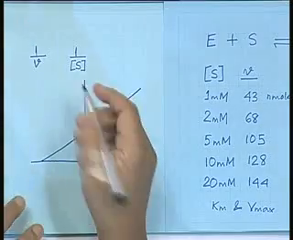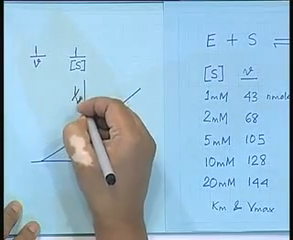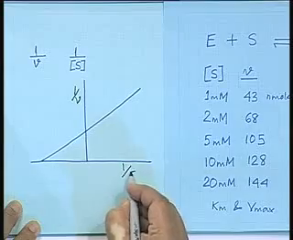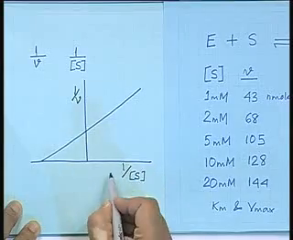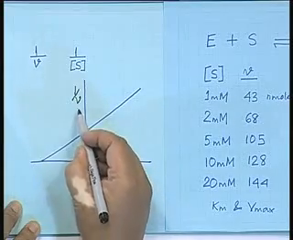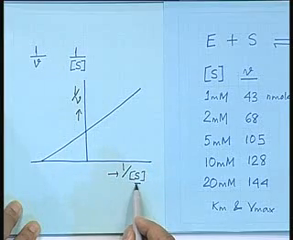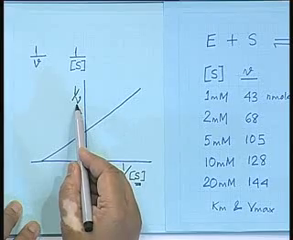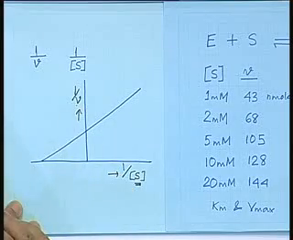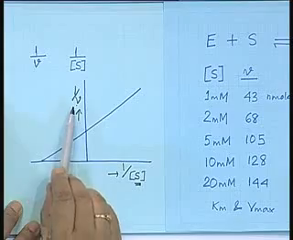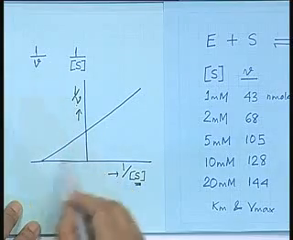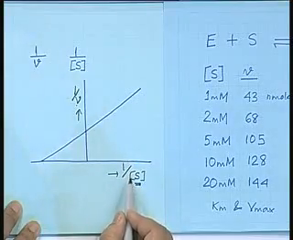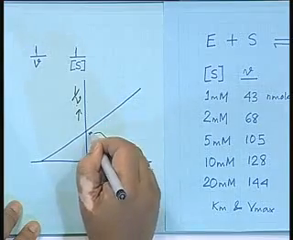So, what have I plotted? 1 by V, 1 by S. What have I done? I have conducted the reaction at a variety of substrate concentrations and calculate the initial velocity for each of these substrate concentrations. Then what I do is I plot 1 by V versus 1 by S. What is this here?